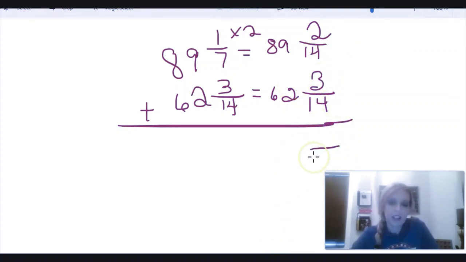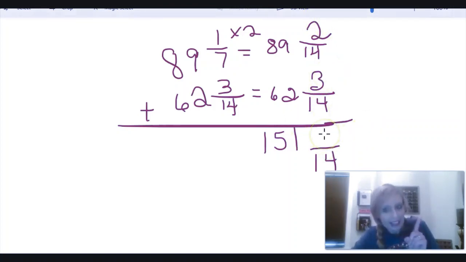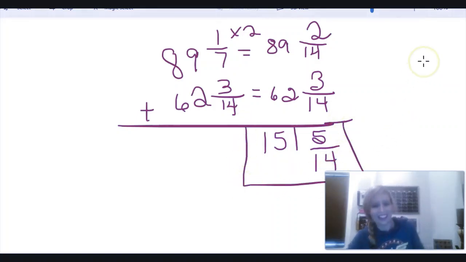So 2 and 3, I'm going to add those together. I'm going to leave the denominator alone, and then I'm going to add 89 and 62. 89 and 62 is going to be 151. And then I just add 3 plus 2, adding, not multiplying, adding. I'm going to get a 5. So 151 and 5/14. That's a big one. But I didn't have to do anything else except make sure that the denominators are alike and make equivalent fractions, okay?